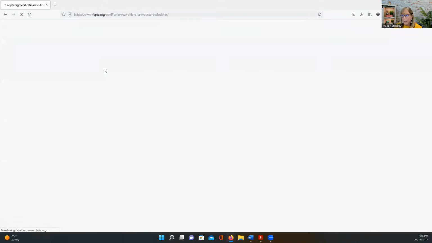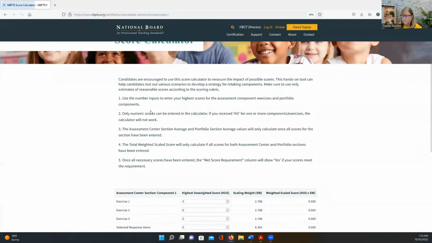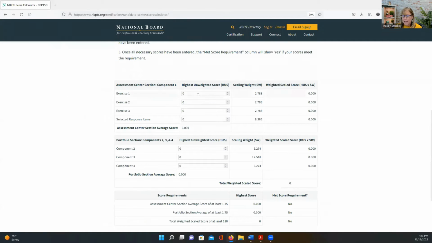But this scoring calculator, if we go over to it, you can actually put in your scores. If your mind's telling you right now, oh my gosh, I looked at that rubric, there's no way I'm going to get more than a 2 on component 2. And component 4, holy cow, I can't get more than a 2 on that either. I hope you're not saying this to yourself, by the way.